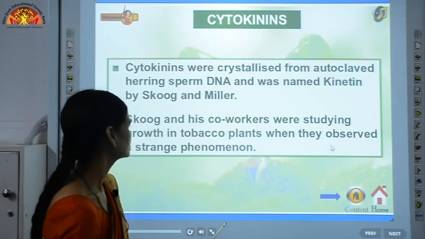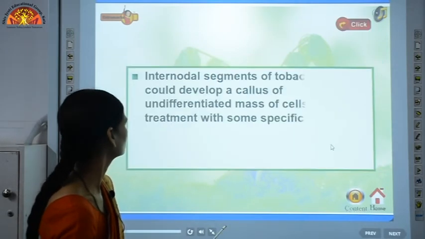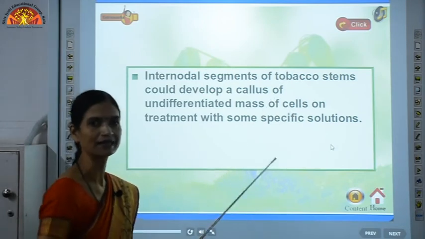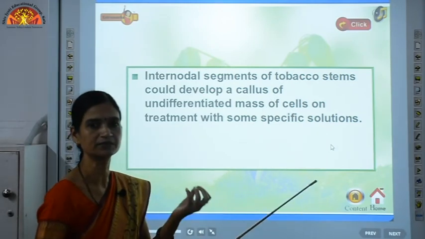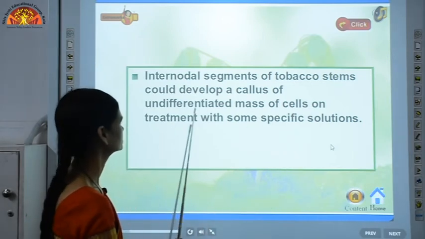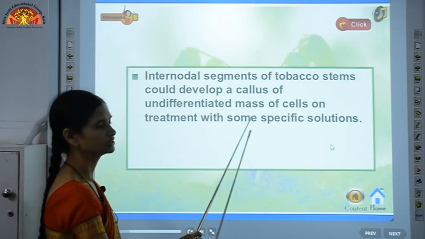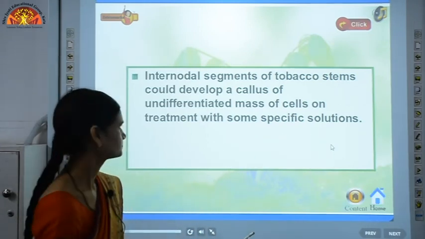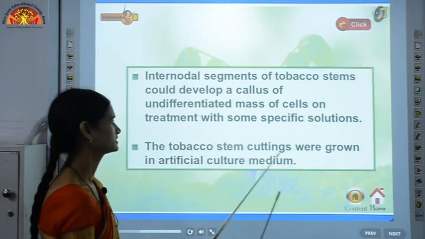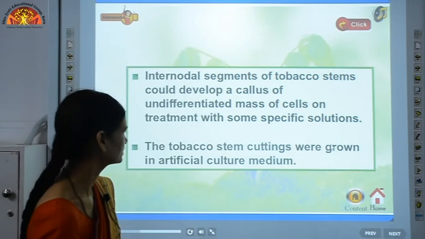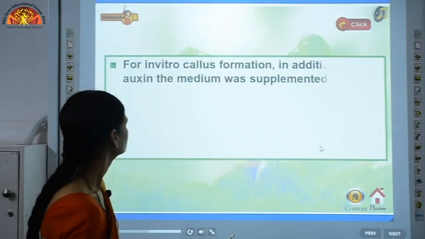तो they observed a strange phenomena. क्या देखा उन्होंने? Internodal segments of tobacco stems could develop a callus. That means वो internode part में भी a new mass of cells was able to be produced, which was an undifferentiated mass of cells on treatment with some specific solutions. The tobacco stem cuttings were grown in artificial culture medium. तो इनको यहाँ पे हमने grow करवाया.